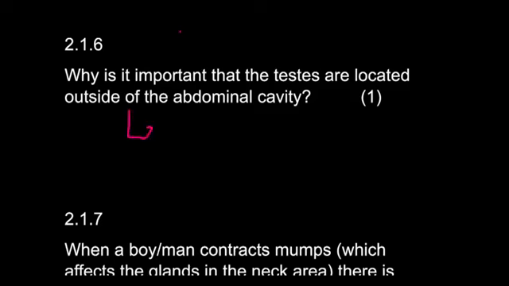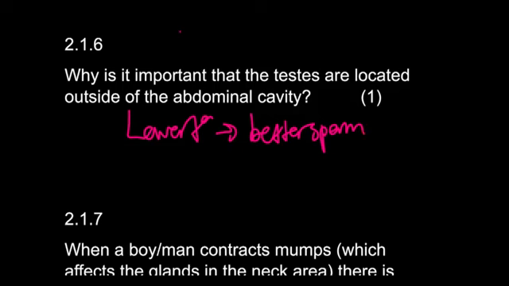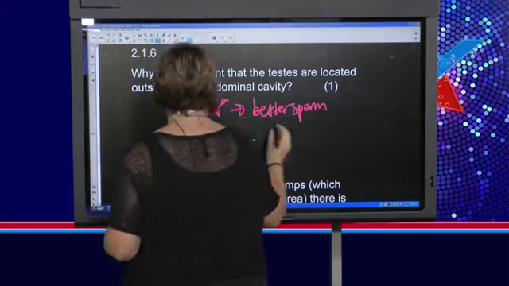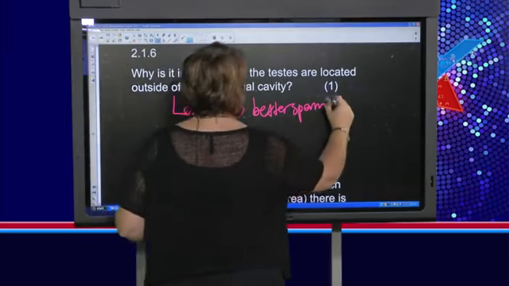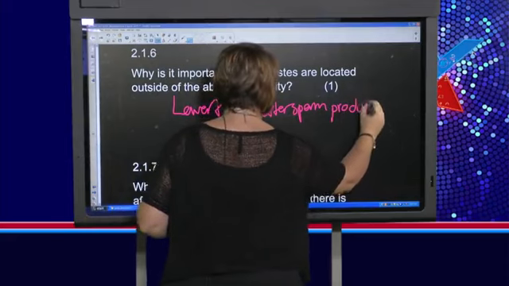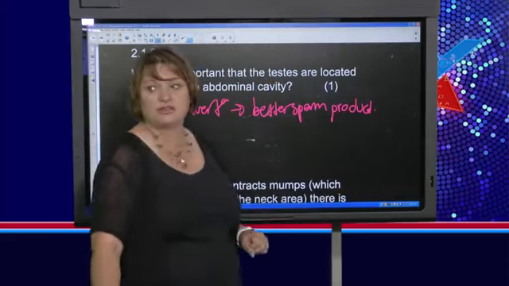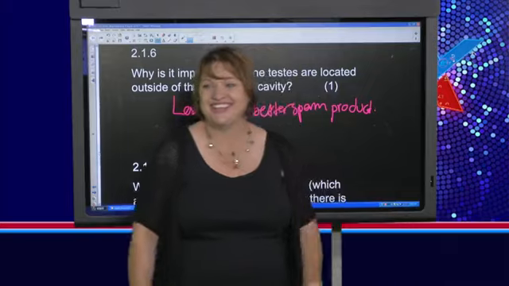Why is it important that the testes are located outside of the abdominal body? We want a lower temperature. Why? Better sperm production. That's why skinny jeans are a problem. You see all these little boys with their skinny jeans and their tight little underpants. And very hot baths are actually detrimental for your sperm. I'm serious. So boxers are the best thing, to keep everything cool down there. Just putting it out there.